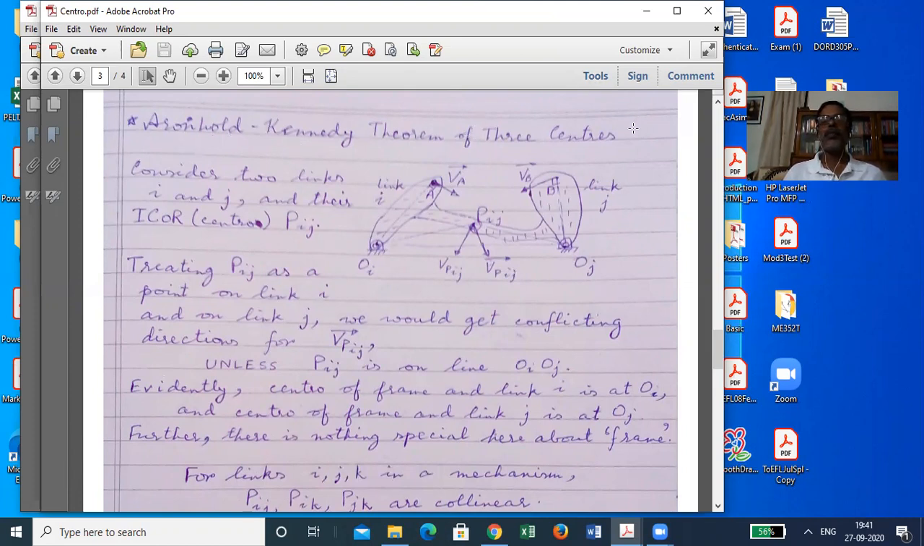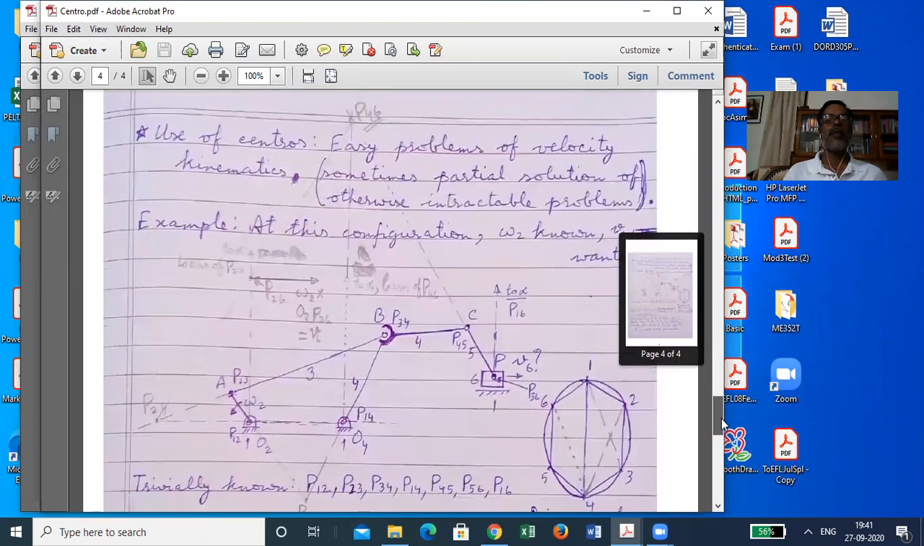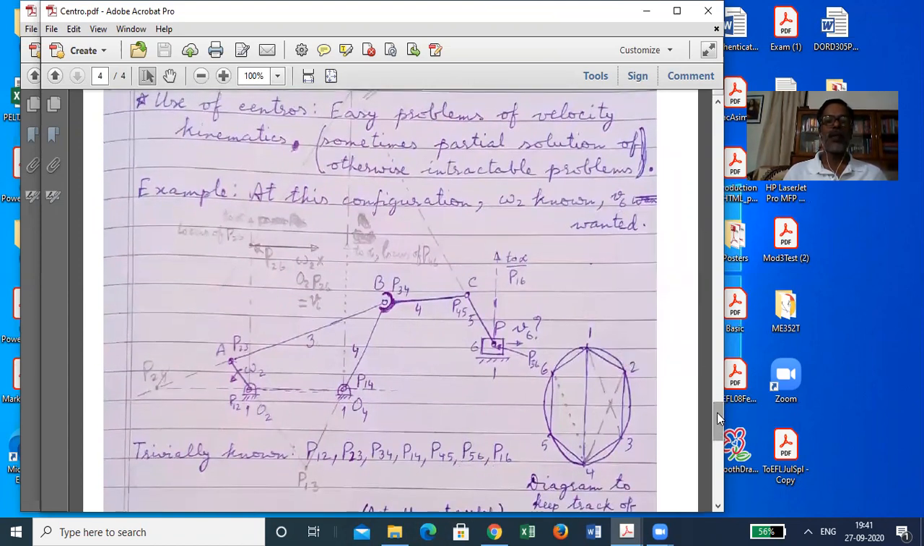And I will show you the utilization of this entire concept and this theorem in solving velocity kinematics problems. For the time being, ignore this P46 written by pencil here. That is part of the solution. So right now, appreciate the problem.